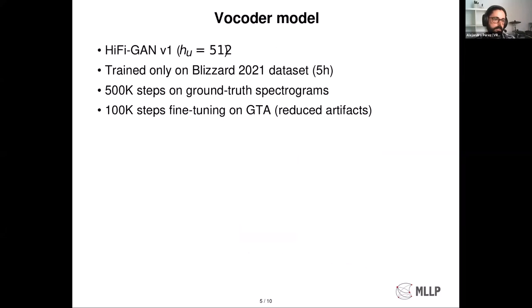We trained a HiFi-GAN V1 vocoder on the provided dataset. We initially trained the model for 500k steps on the ground truth spectrograms, and then fine-tuned the model on the predicted ground truth aligned spectrograms for an additional 100k steps. And this helped reducing artifacts and glitches in the audio produced by the mismatch between training and inference conditions.